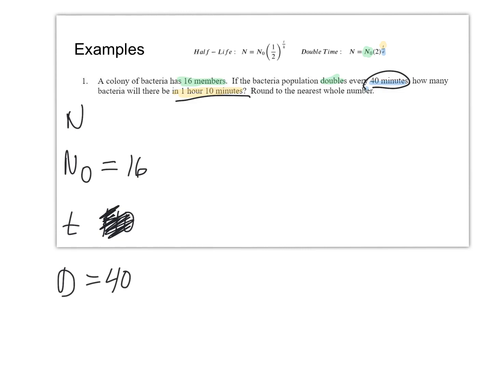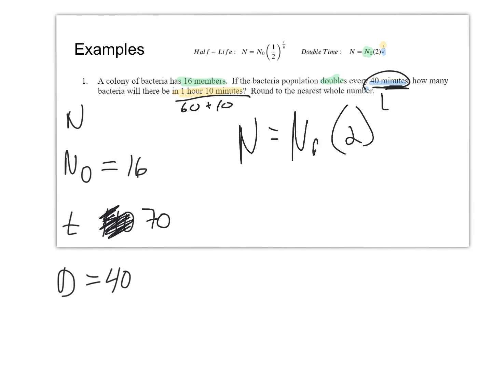So we have to convert the hour and 10 minutes into minutes. An hour is 60 minutes, and the 10 minutes extra, so this is going to be 70. We have to keep our units the same. So we either convert the minutes to decimals of an hour, which I don't recommend, or we convert the hours into minutes, which is more reasonable to do here. All right, so we have N equals N0 times 2 to the T over D. That's our formula.